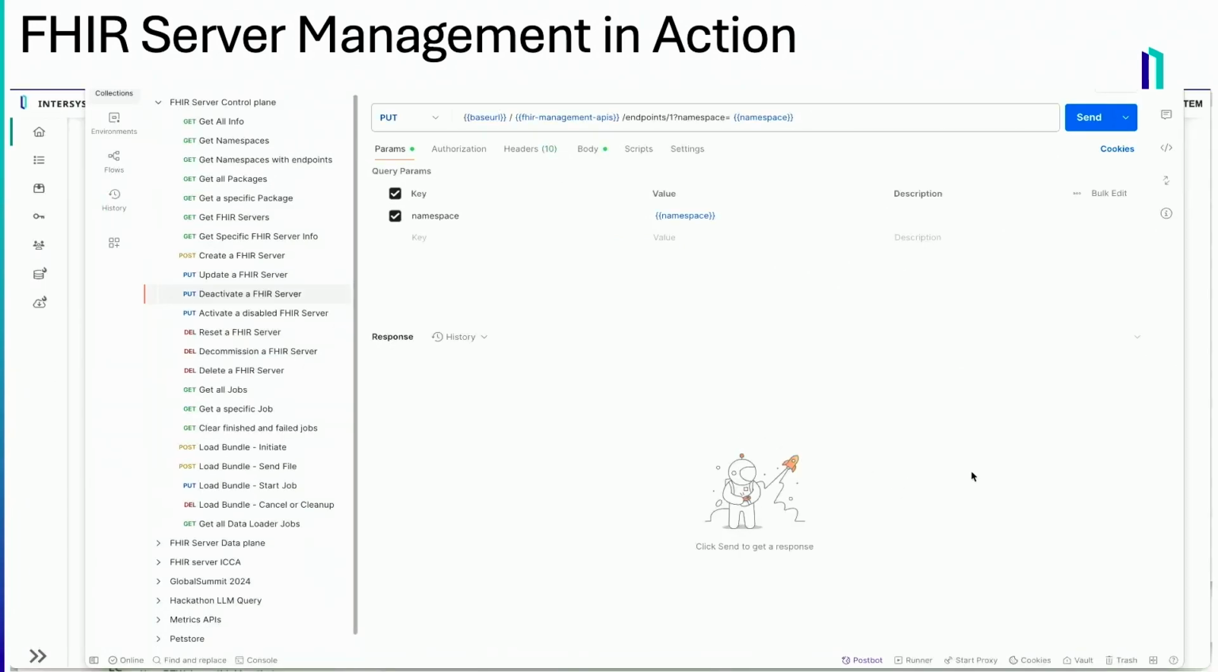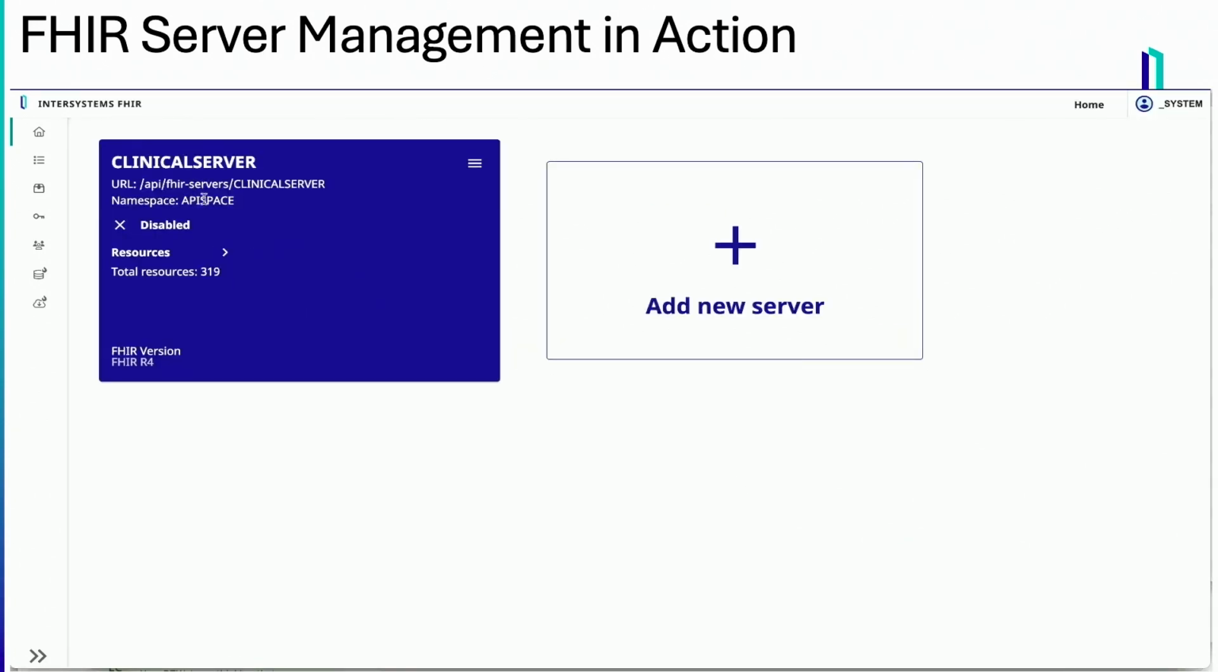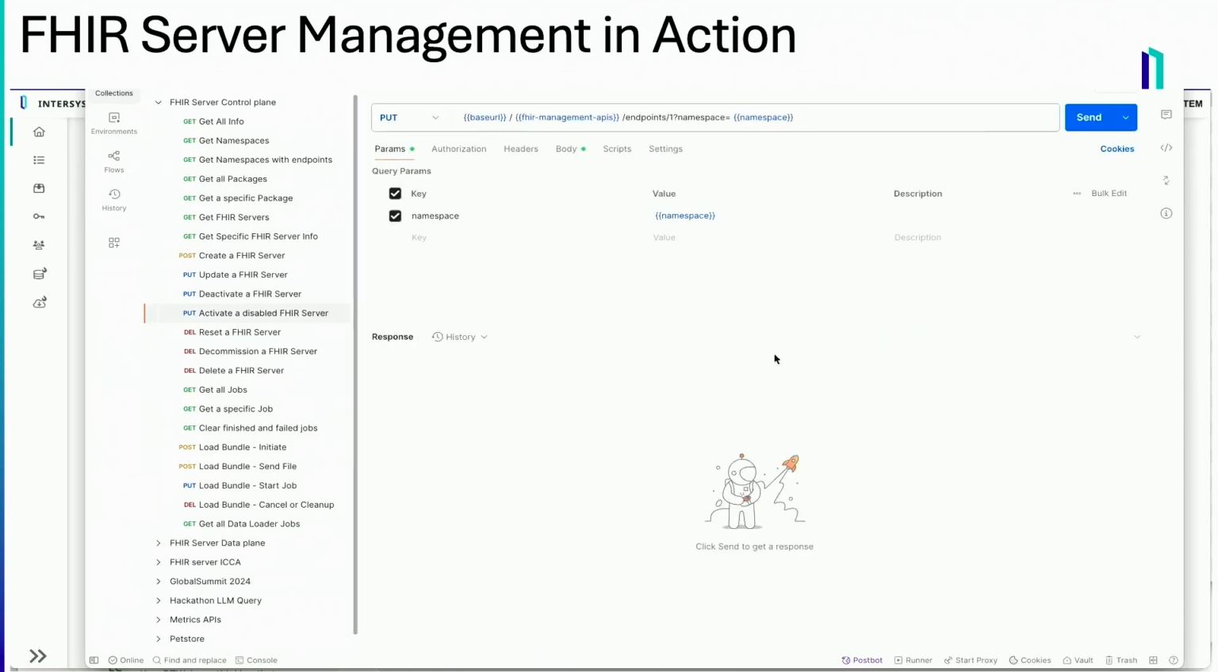And finally, after all of these things are done, I can go and do other things to the FHIR server. Agreed that these are not very common, but you may need to deactivate a FHIR server for maintenance purposes. Remember, it's not deactivating your database or your namespace. It's just a FHIR server so that you don't do FHIR activity. And then, if you need to, you can reset the FHIR server by getting rid of all the data.